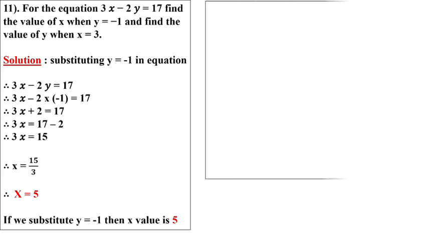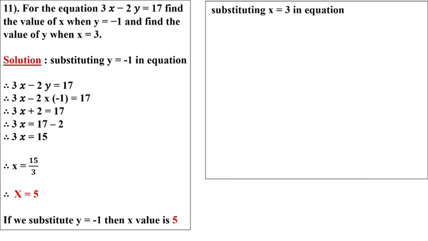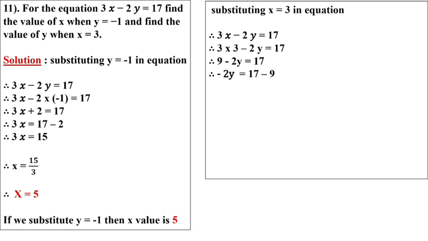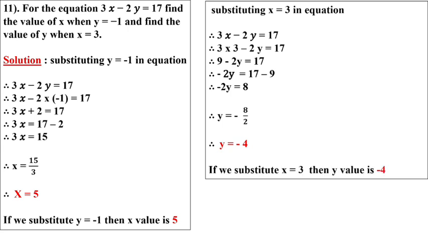Okay. Now in the same equation, we have to take the x value as 3 and find the value of y. Take the equation and substitute x = 3. 3 threes are 9, so 9 − 2y = 17. Now −2y will remain the same. 9 goes to the right side and becomes −9. 17 minus 9, here we get how much? 8. Therefore y = −8 divided by 2. 2 fours are 8. Therefore the y value will be −4. If we substitute x = 3, then the y value will be −4.